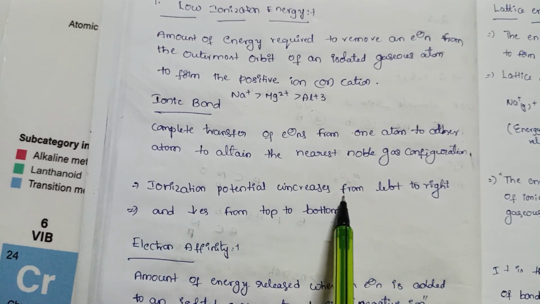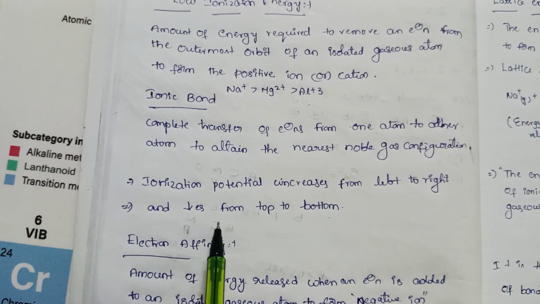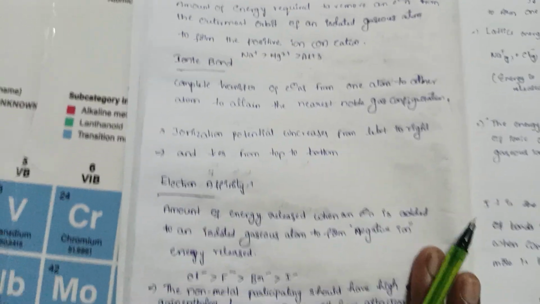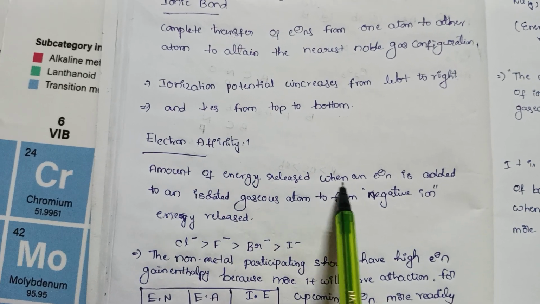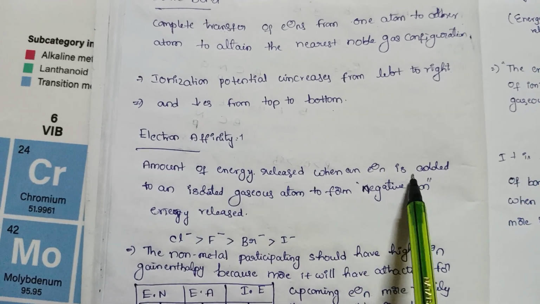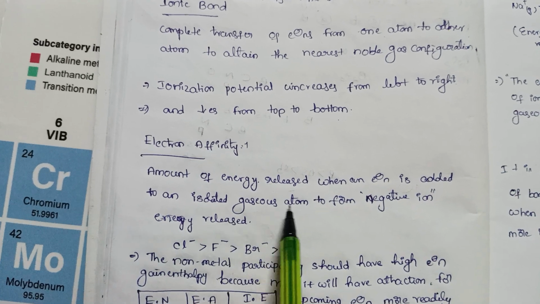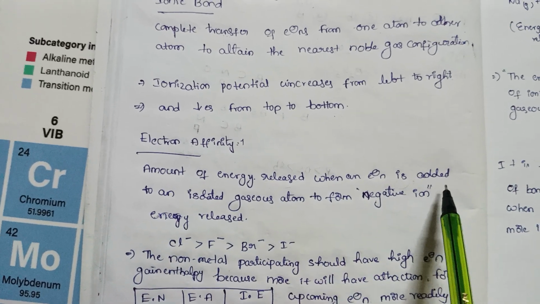Ionization potential increases from left to right and decreases from top to bottom. Electron affinity: the amount of energy released when an electron is added to an isolated gaseous atom to form a negative ion.